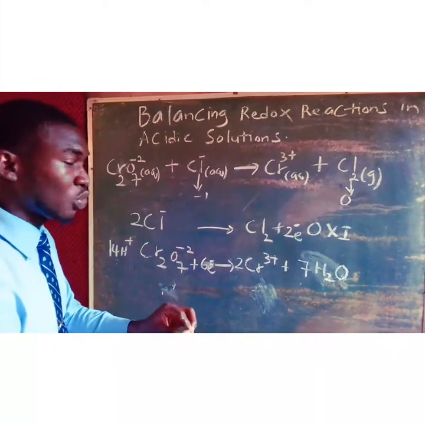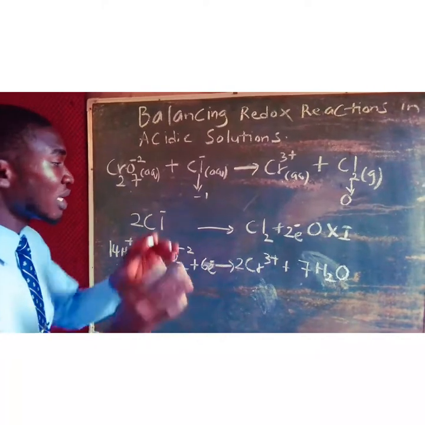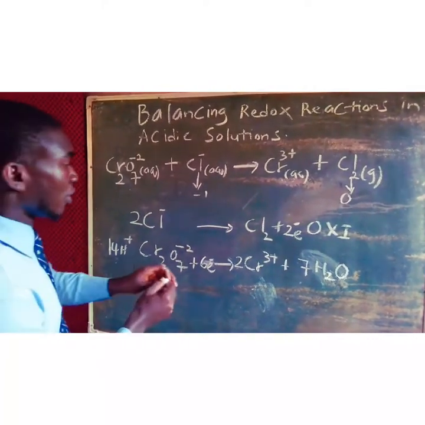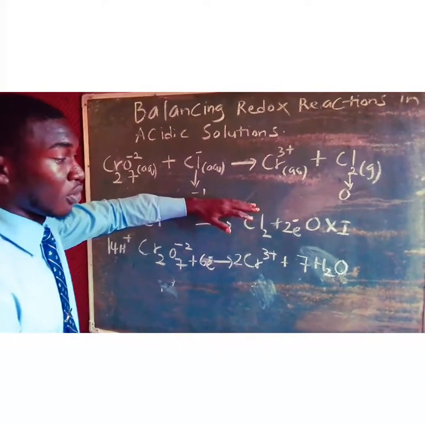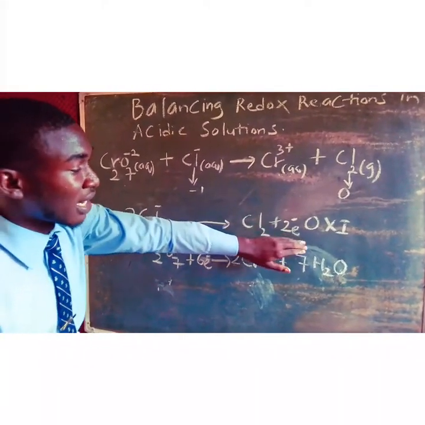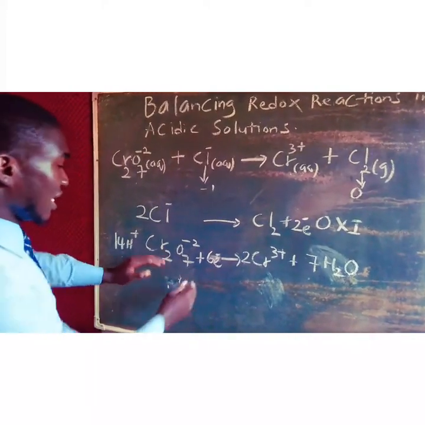The next step says we should now make the electrons equal. How do we make the electrons here equal? On the oxidation reaction, or the half equation for oxidation, we have a total of 2 electrons here, while that here is 6.